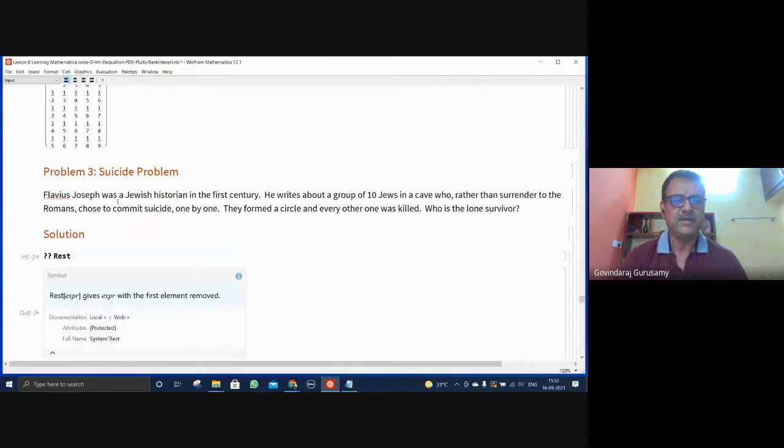Flavius Josephus was a Jewish historian in the 1st century. He writes about a group of 10 Jews in a cave who, rather than surrender to the Romans, choose to commit suicide one by one. They don't want to surrender, all 10 of them, but they can commit suicide one by one. They formed a circle and every other one was killed. And who is the lone survivor? Okay. Is this problem clear to you?